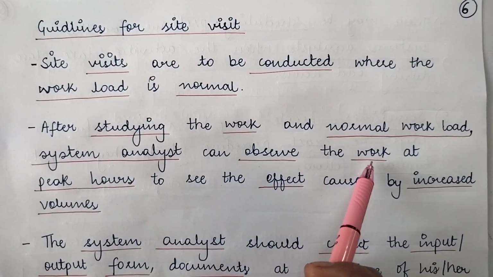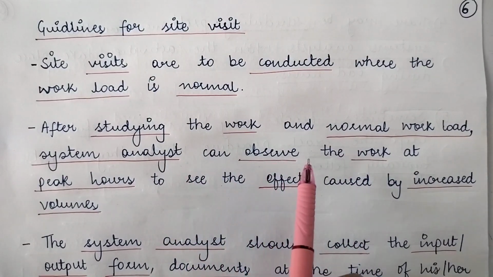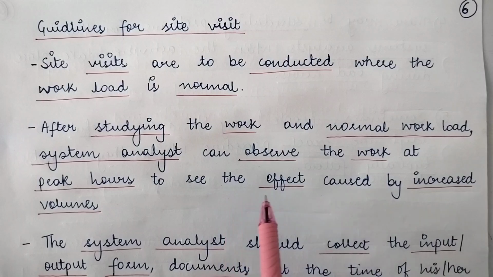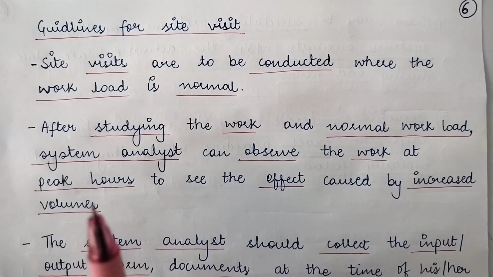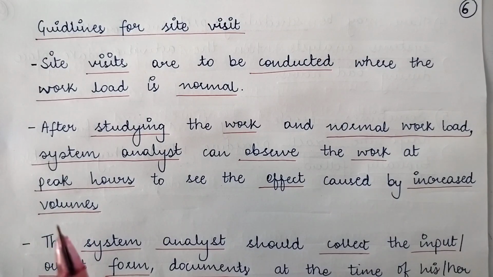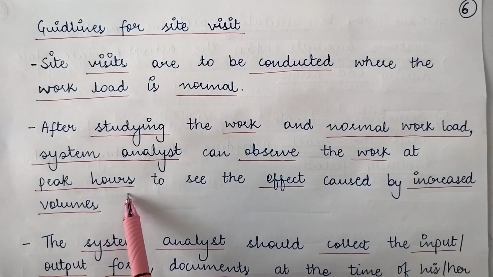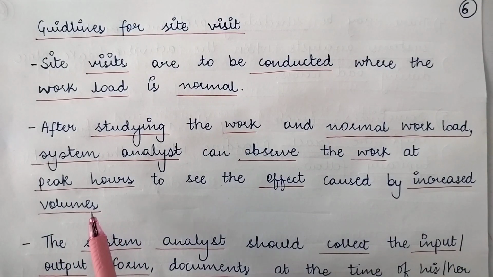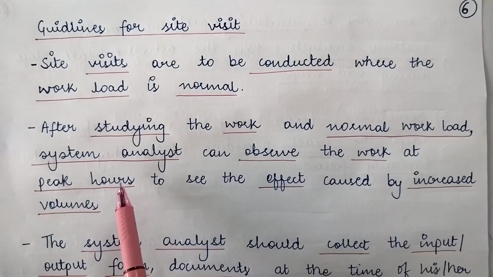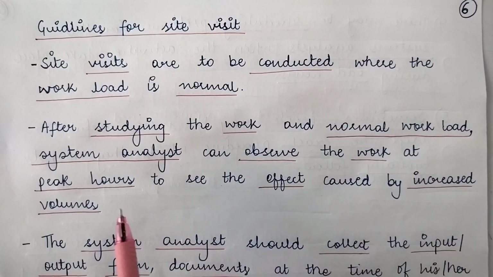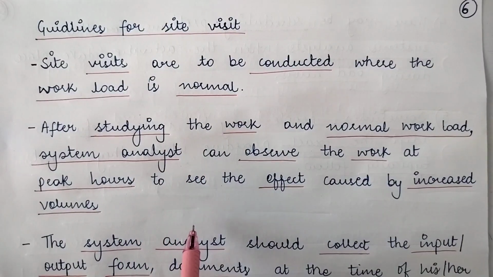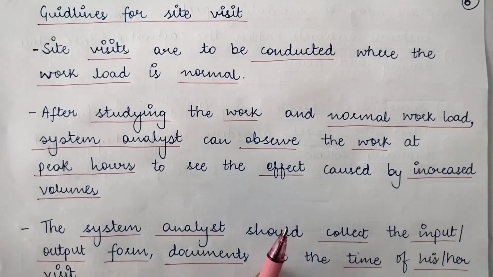So it is during the peak hours that the system analyst must observe the work to see what effect is caused by increased volumes, because at peak hours when the volume of work is increased, there is more pressure on the system. So is the system capable of coping with the increased volumes at peak hours? How is the system responding to the increased volume at peak hours? That the system analyst can analyze only when he goes during the peak hours for site visits.